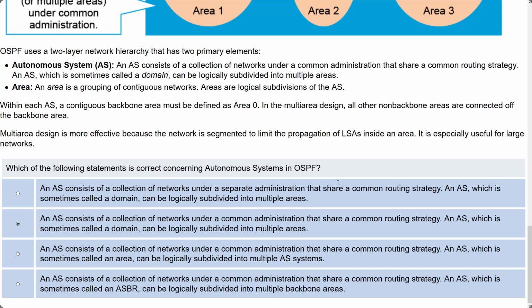As I was saying, the areas are the actual subdivisions that we're creating, right? The domain is the blue box, and the areas are the subdivisions of that domain, right? The last answer, an autonomous system consists of a collection of networks under common administration, so that's true. An AS, which is sometimes called an ASBR, can be divided. No, an ASBR is just simply a router that takes external routes and puts them into OSPF. So that's a specific function of a device in OSPF. That's what we call an autonomous system boundary router. So definitely B is the right answer in this particular case. Okay?